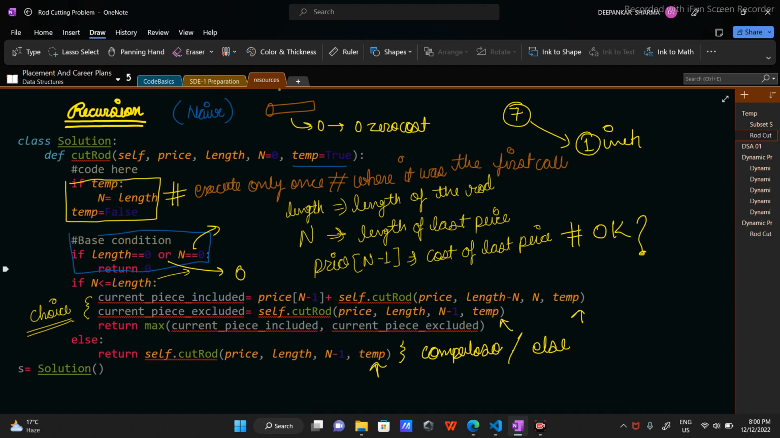So I'll again return 0 for the same condition. But if I'm going to include this piece of rod in my current profit, I will have to include the price of it. And what I'll do is recursively call the cut rod function again with the same price array, but the length is subtracted from the original length. Okay, this last piece is included, so I am left with this condition, right?